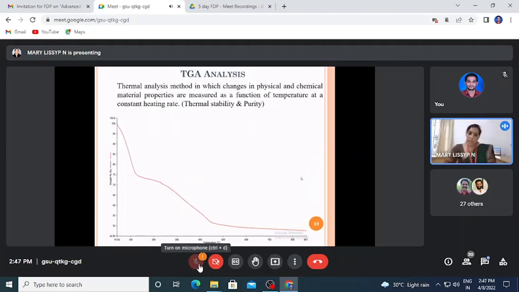Coming to TG analysis. This thermogravimetric analysis is very important because when we prepare a product, a nanoparticle or nanocomposite, whatever product we are preparing, we have to check the stability of that product, because we are dealing with varying temperatures. So how long is this material stable?